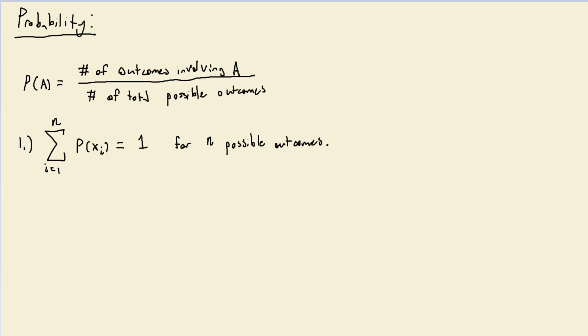What you're going to be left with is the total number of possible outcomes. And the denominator is going to be unchanged. It'll be the total number of possible outcomes. And so that is just going to be equal to 1.